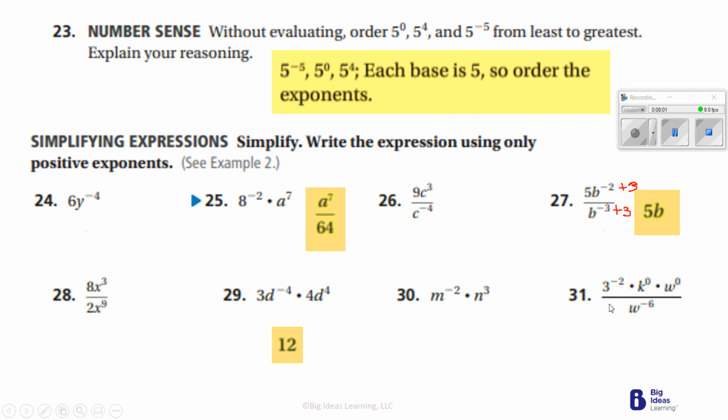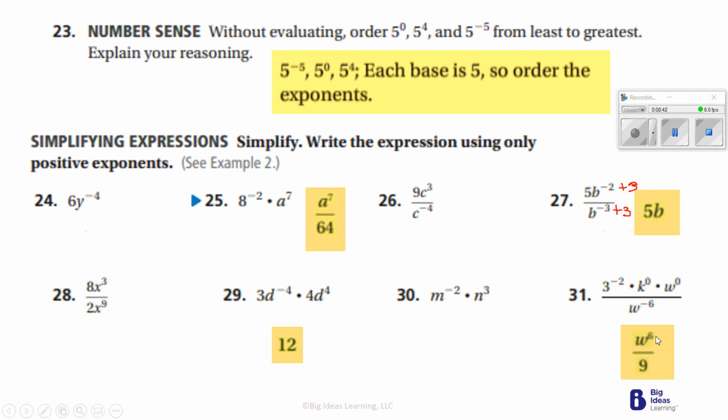And it is. Number 31, we got 3 to the negative 2 power, k to the 0 power, and w to the 0 power. Remember, we can only do this with the same base. So since this is negative, this 6 is going to come up here. This would be plus 6. So we should have 3 to the negative 2 power. That's going to come down here. A lot of this is going to get moved here. Let's see. Only positive exponents. Well, that's going to give us W5. Remember, this is 0, and this is going to be plus 6.